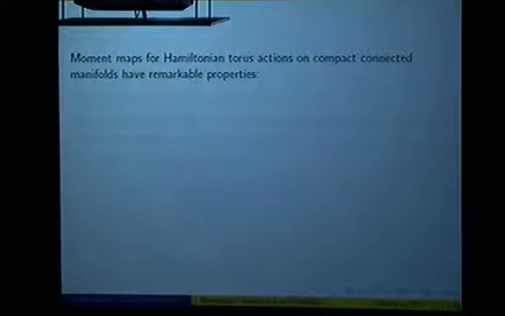Now, if you have a Hamiltonian torus action on a compact connected manifold, then there are some results. I hesitate to call them classical, because the people who proved them are alive and well.